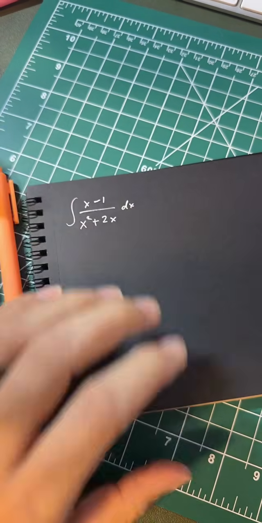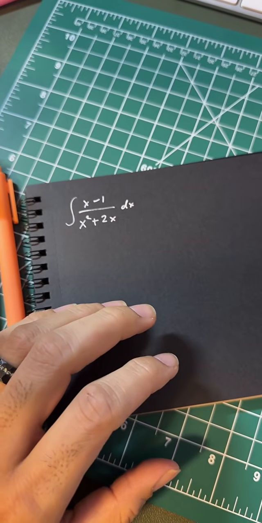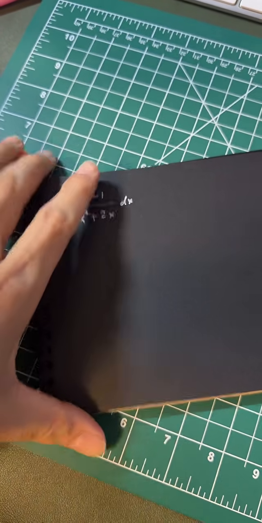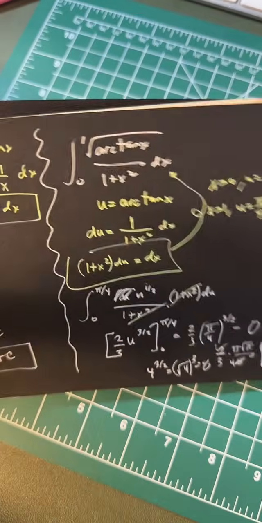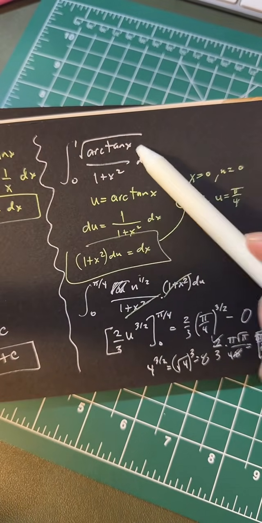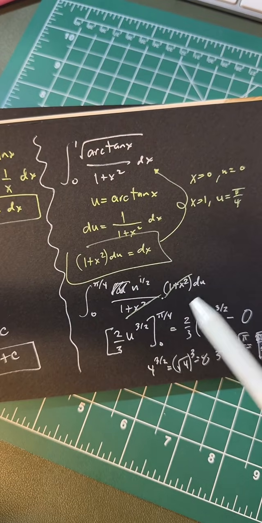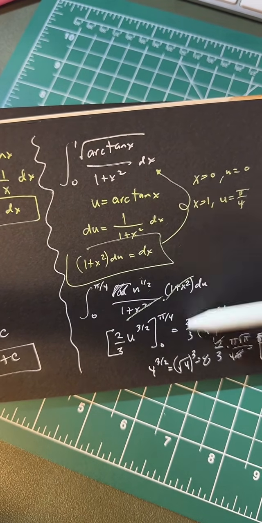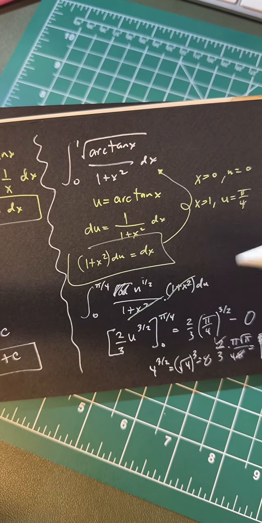Yeah, someone was asking, why did we change bounds? Just to go back: the integral here is in terms of x. When we turn it in terms of u, you're going to a new universe, if you will. We are in the u universe.